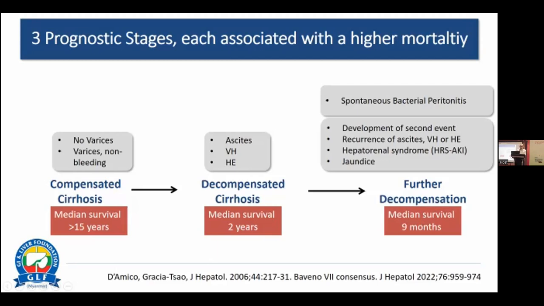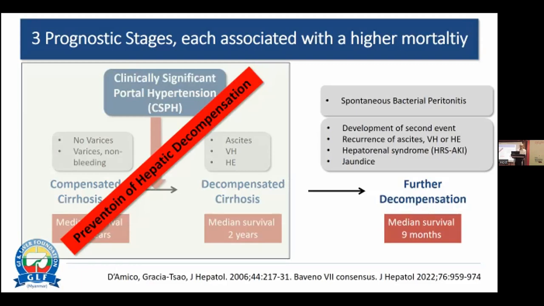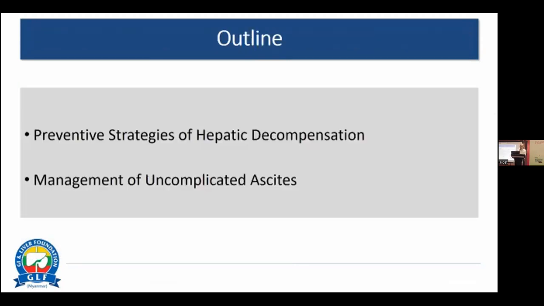Now, in cirrhotic patients, the focus is prevention of hepatic decompensation. In compensated patients we can prevent hepatic decompensation. How do we prevent it in patients with portal hypertension, and how do we manage uncomplicated ascites in the primary care setting?